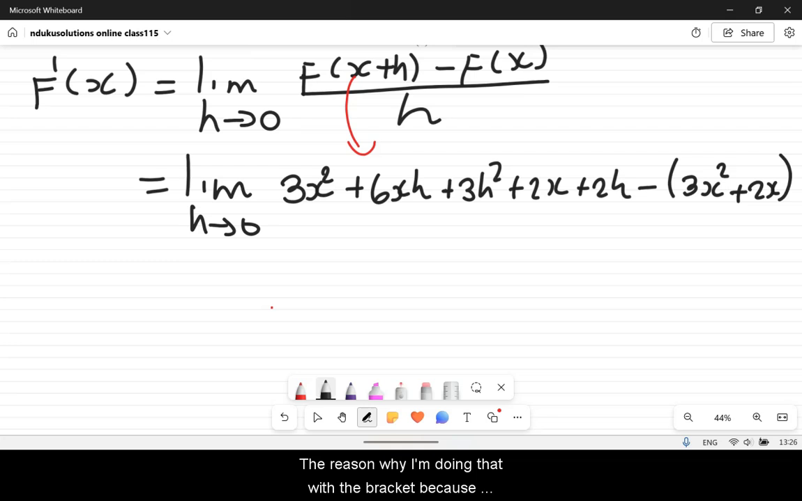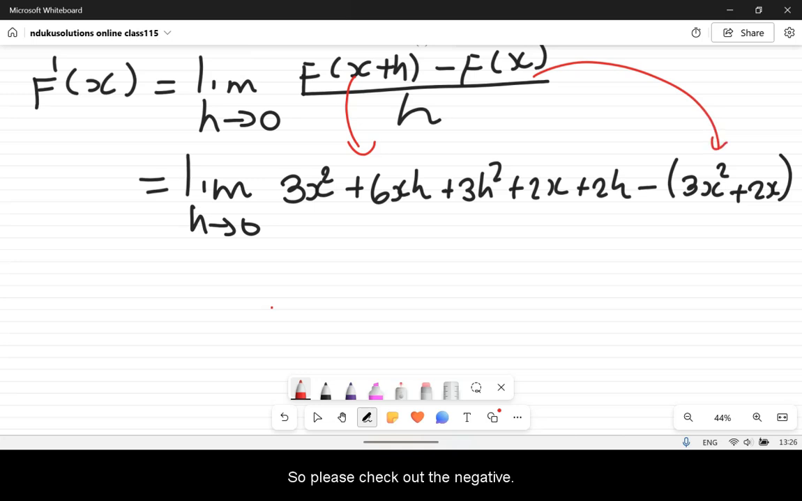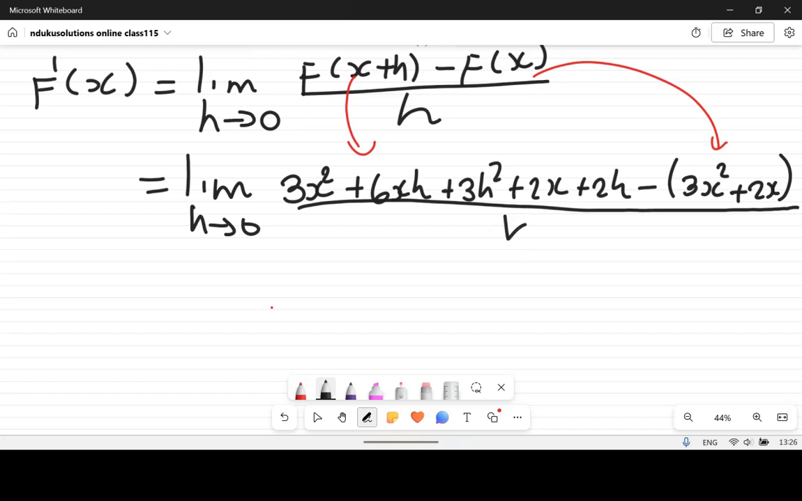The reason why I'm doing that with the bracket is that this negative sign is very, very critical. We tend to make a mistake. So please check out the negative. When you have a negative, please protect your f at x in a bracket, in case it's a binomial, because we tend to just multiply by 3x squared, negative 3x squared, then leave the 2x, and we end up having a wrong value. So all divided by h.